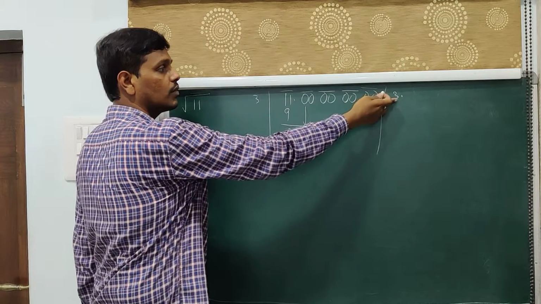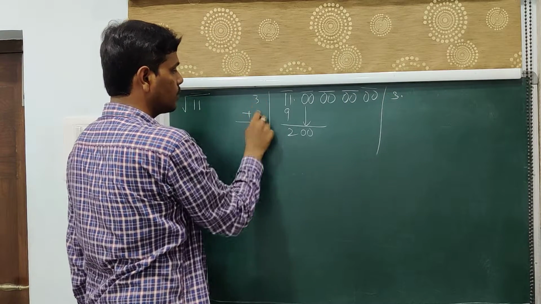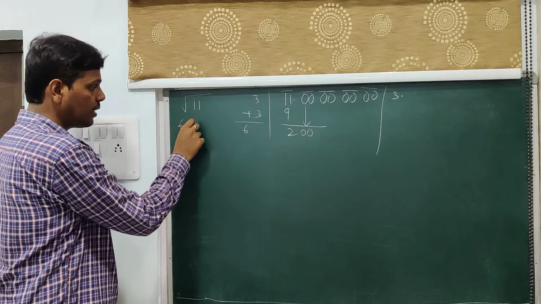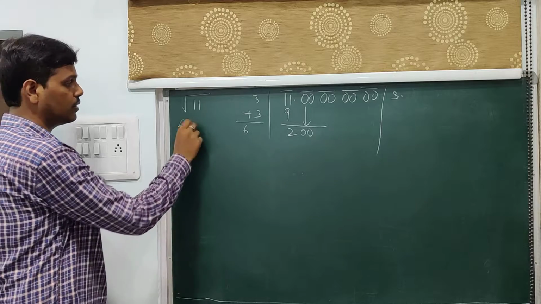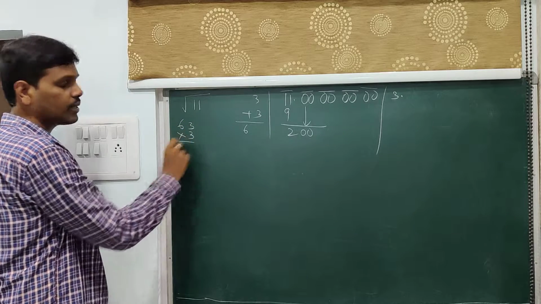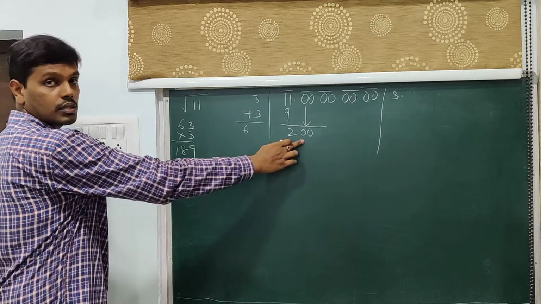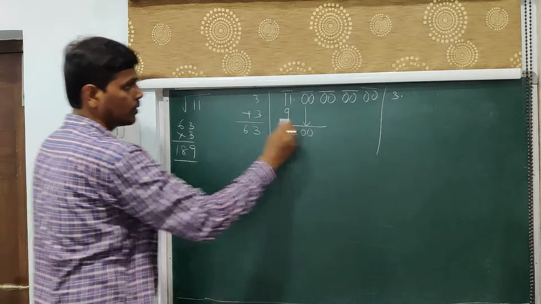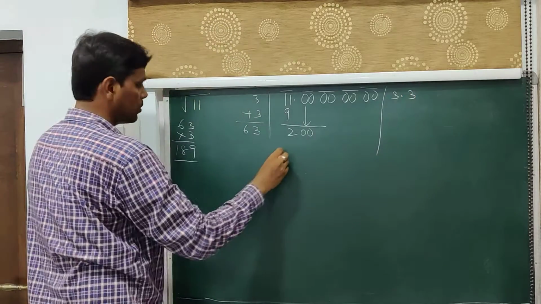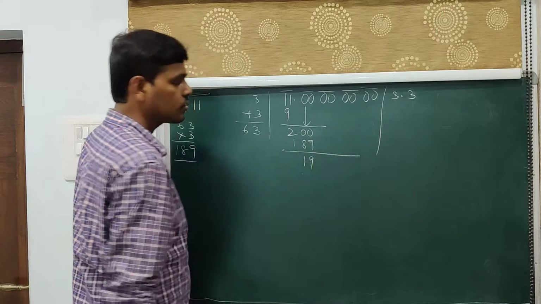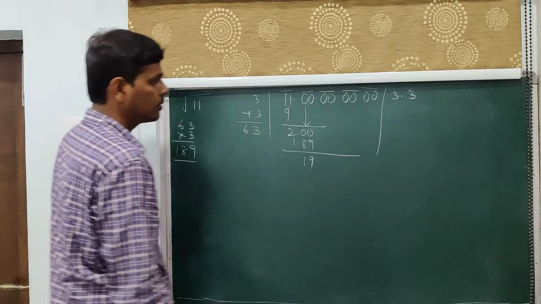Now in the previous case you have written 3, add upon this 3. Now 3 plus 3 is 6. Whatever number I place, I should be multiplying by the same number. If I take 3, I should be multiplying with 3. 3 3s are 9, 6 3s are 18. Now this is the closest to 200, so I will take 3 here. So this is 189. When you subtract, you will get 11.